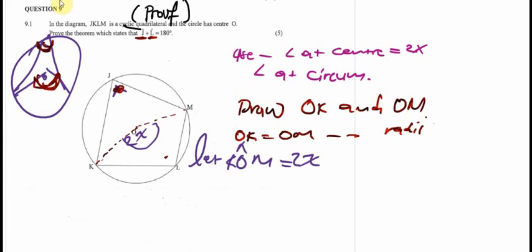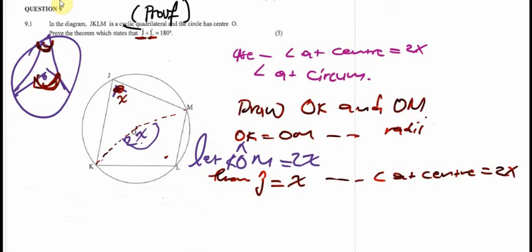So if this one is 2x, then J should be x. If angle KOM equals 2x, then angle J will be equal to x, and the reason is simple. Angle at center equals twice the angle at circumference. So circum is fine.